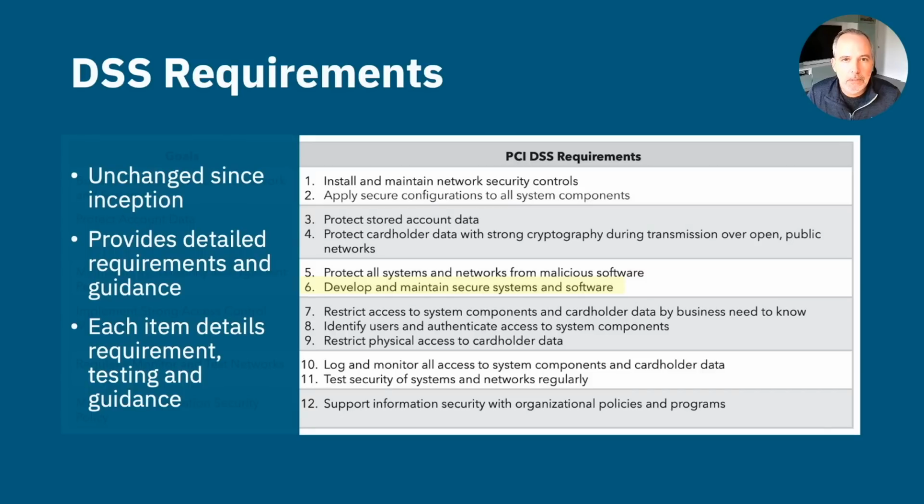Those 6 goals are further broken down into 12 DSS requirement categories, which you can see here. Everything from updating default passwords to controlling user access to testing apps for vulnerabilities is covered here. Each requirement provides a detailed description, how to test for compliance, and guidance on purpose and best practice. We are going to focus on requirement 6, develop and maintain secure systems and software. Here is where the DSS specifies how organizations must develop, test, and operate secure applications.